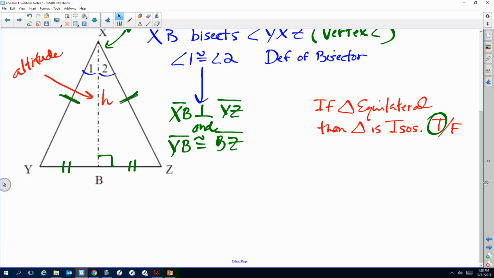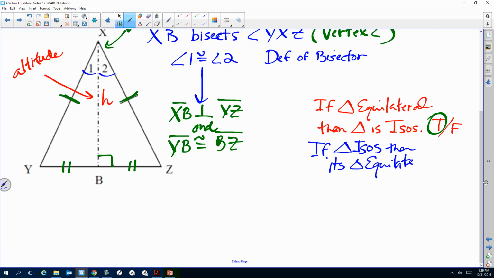Sometimes. Now, if I did the converse of that, the triangle is isosceles, then the triangle is equilateral. True or false? That one is false. That one is false because an isosceles triangle has at least two sides congruent, right? Equilateral has to have what? Three. Has to have three.